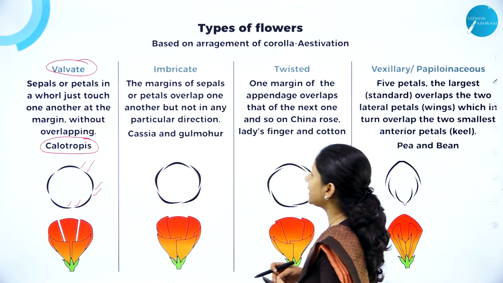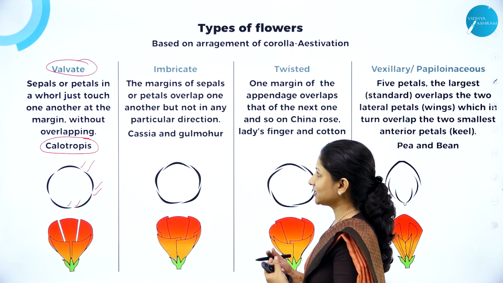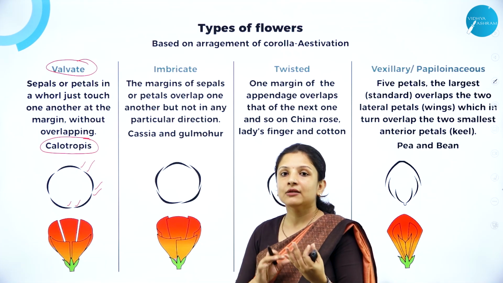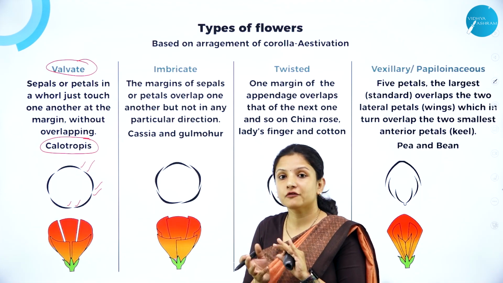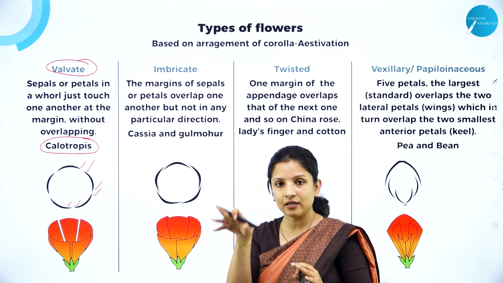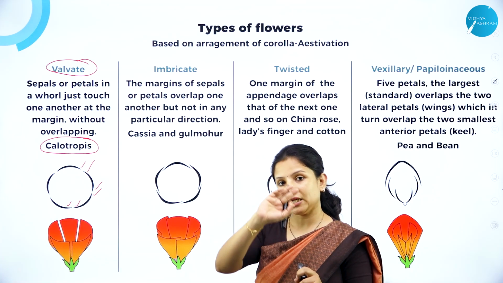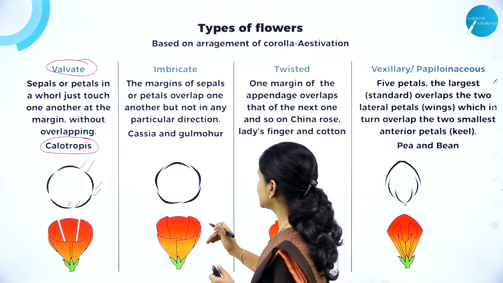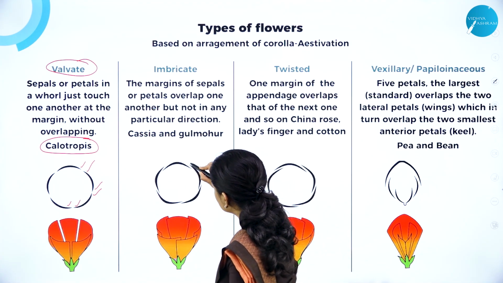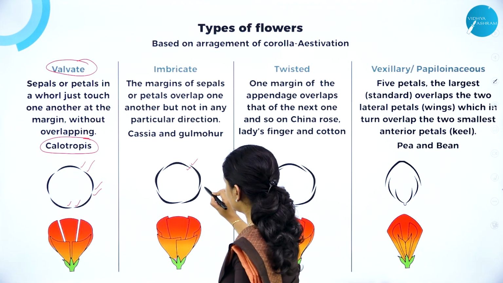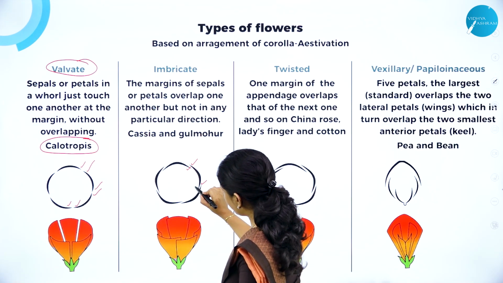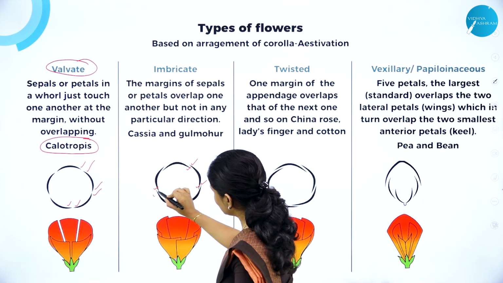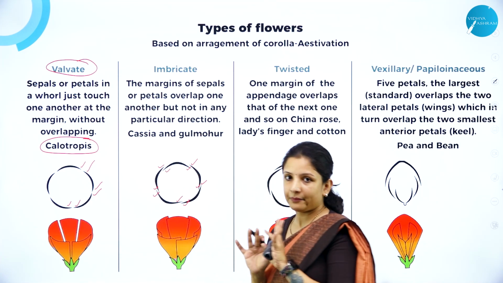Next, we have imbricate estivation. In imbricate estivation, it is just like twisted estivation, but the only thing is the twisting of the margins of the petals or the sepals is not in an order. For example, it is neither in a clockwise order nor in a complete anti-clockwise order. If you can see here, this tip of the petal is overlapping with this tip of the petal, with this, with this, and this one with this. Overlapping is there.